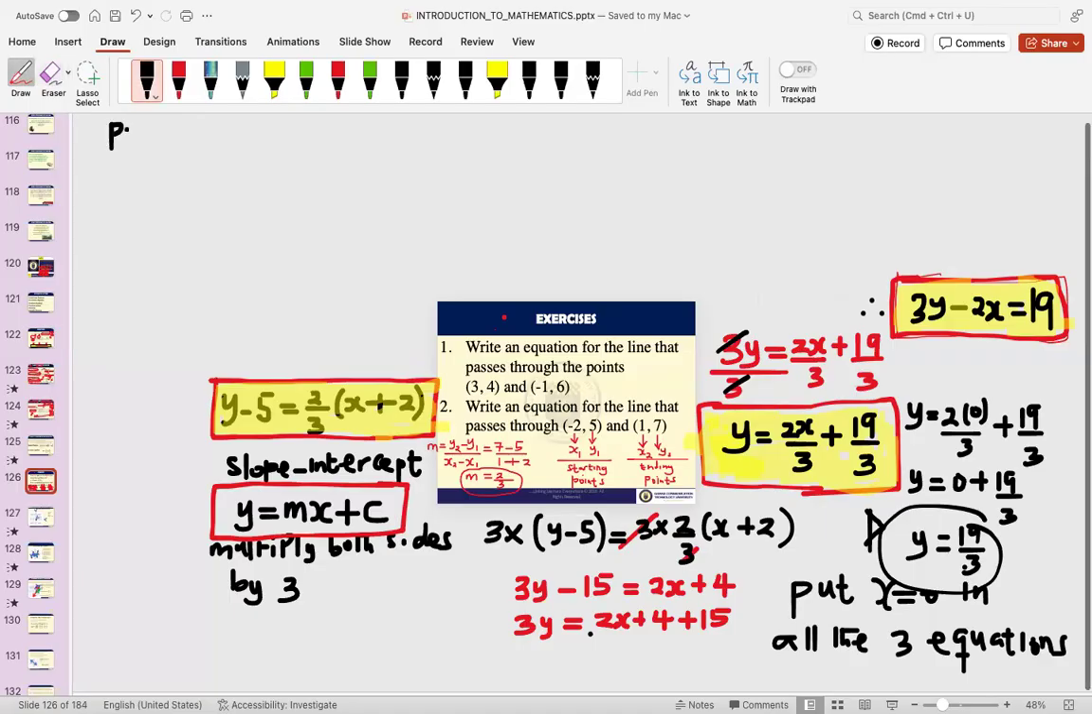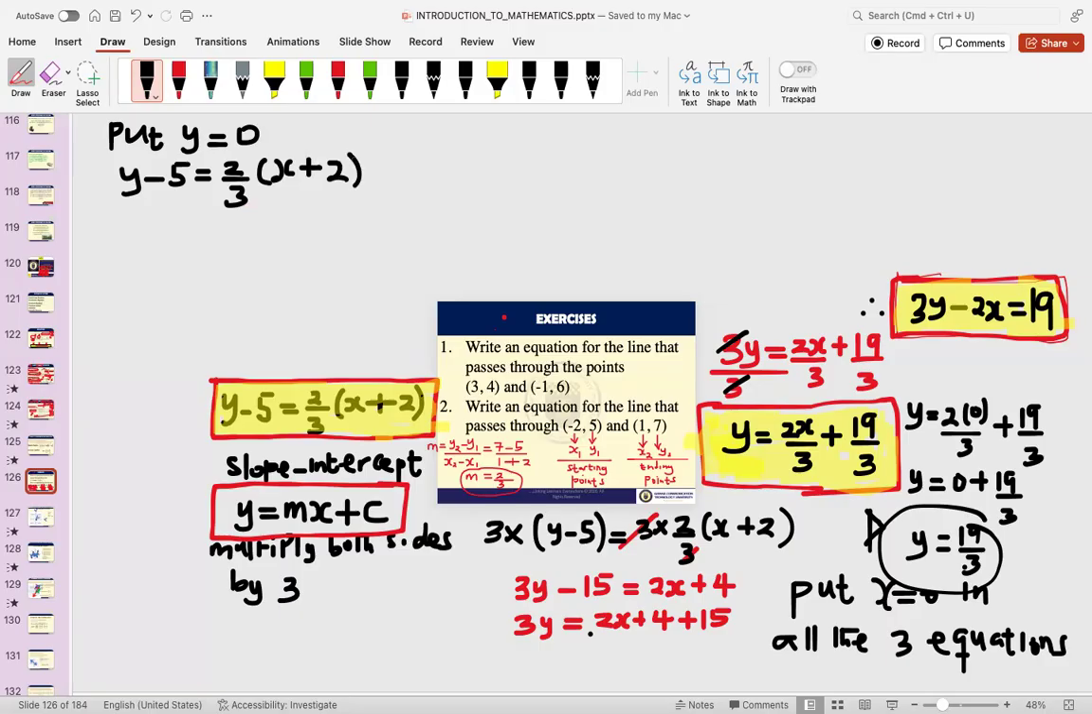So we are putting all the y's to be 0. We start with the point slope form. y minus 5 is equal to 2 over 3 times x plus 2. Wherever we see y, we are putting 0. So we put 0 here. So 0 minus 5 is equal to 2 over 3 into x plus 2.